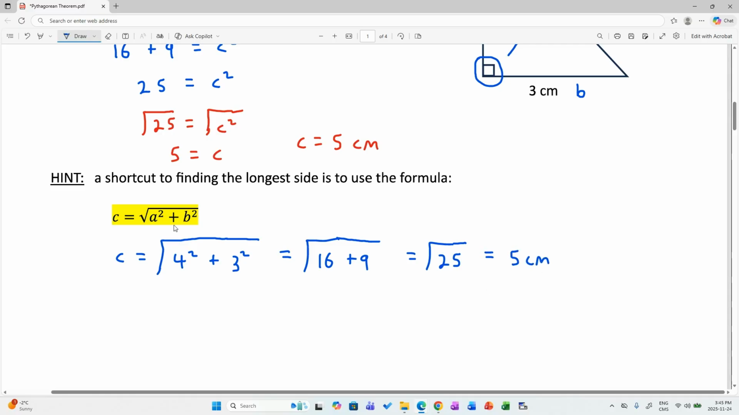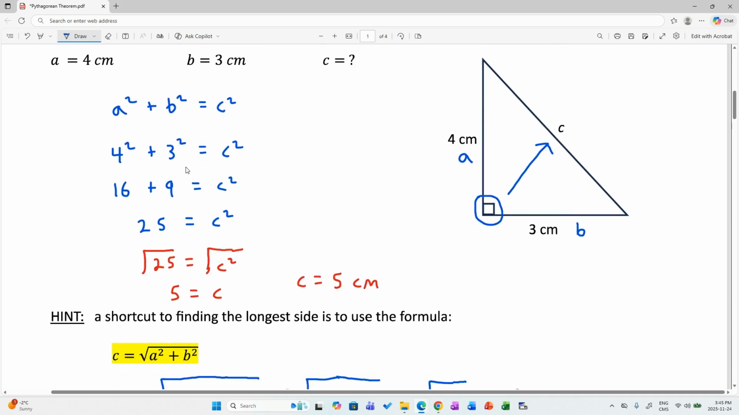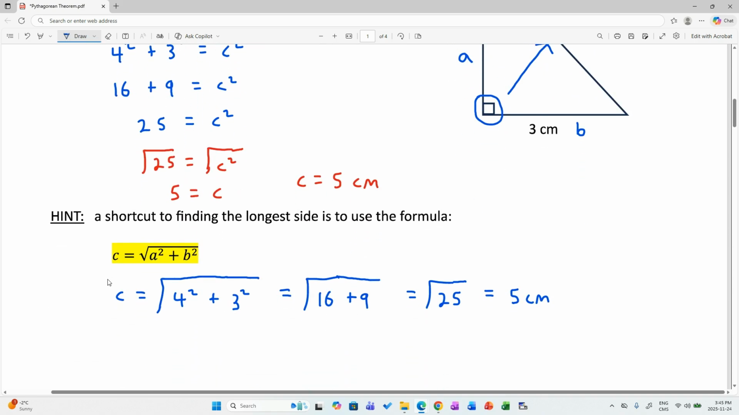So you're still going to get the same answer as if you used A squared plus B squared equals C squared. Just some students prefer this method where you just have C already solved for, and you just simply say C equals the square root of A squared plus B squared.